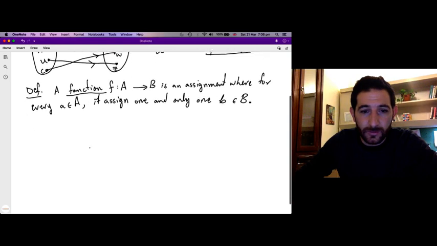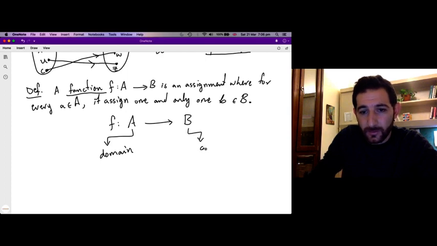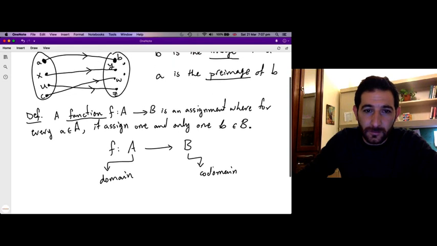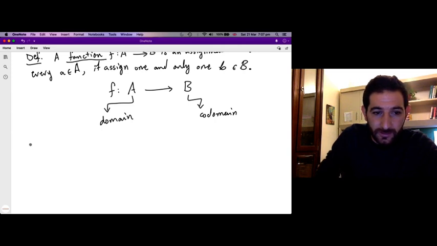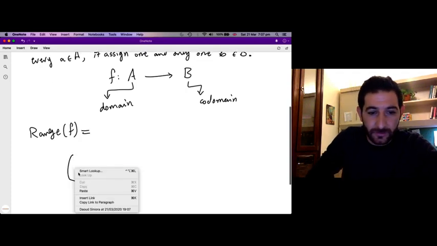Let me say more, that when we have a function f from the set A to the set B, then this set A is called the domain of the function f, and this second set is called the codomain of the function f. Now I want to define another set which is called the range of f. Before saying what is the range, let me explain it by a sketch.